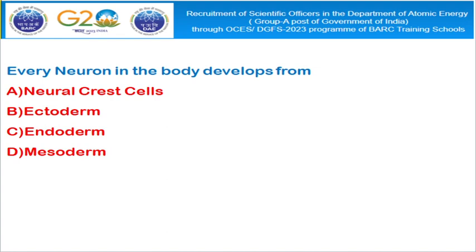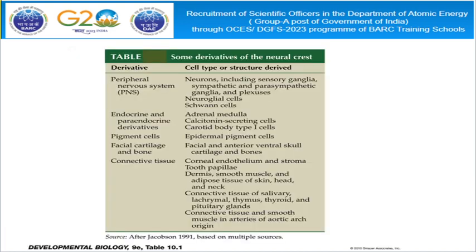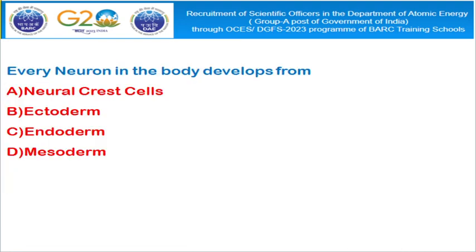So here the question is from which particular thing neurons will be originating. Neurons will be coming from neural crest cells. Neural crest cell is a derivative of neural ectoderm. From neural crest cells, the peripheral nervous system will originate, endocrine and paracrine derivatives will be coming, pigment cells, facial cartilage and bones, and connective tissues will be coming. All your neurons will be derived from the peripheral nervous system. So the correct answer for this question is neural crest cells.